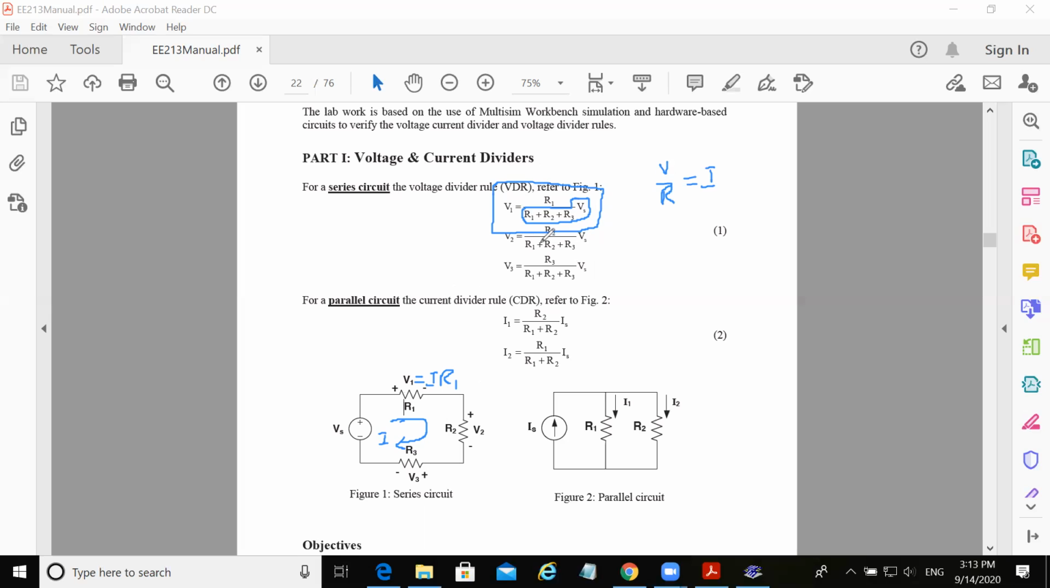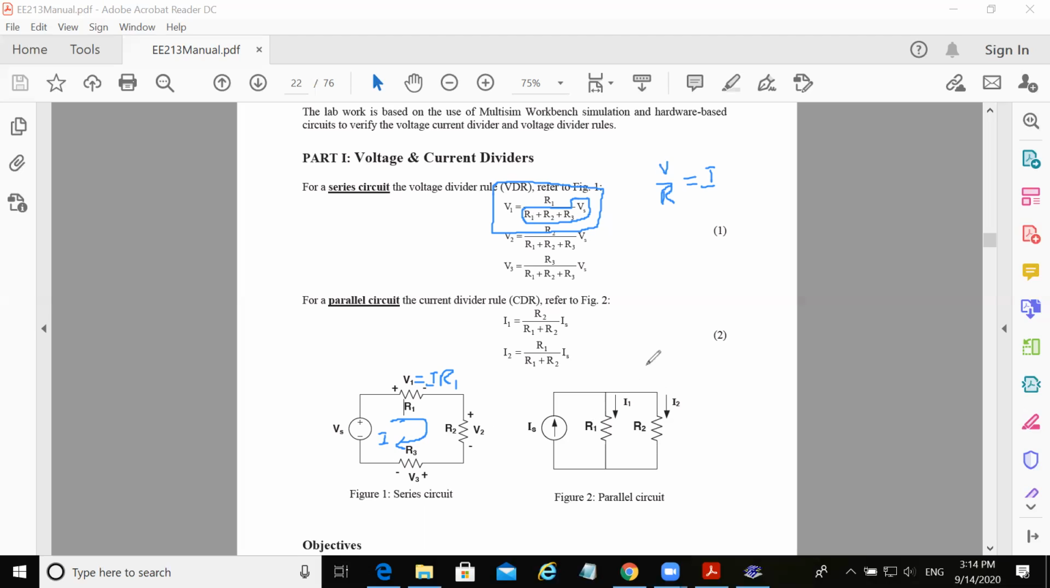For example, if you have 5 resistors, R1, R2, R3, R4, and R5, then V1 will be equal to R1 multiplied by Vs divided by the sum of all the resistances, and so on. So this is for the circuits where resistors are connected in series. We can find the individual voltages using the voltage divider rule. Now, as I said, for the parallel circuits, it is the current that divides between the different resistors.